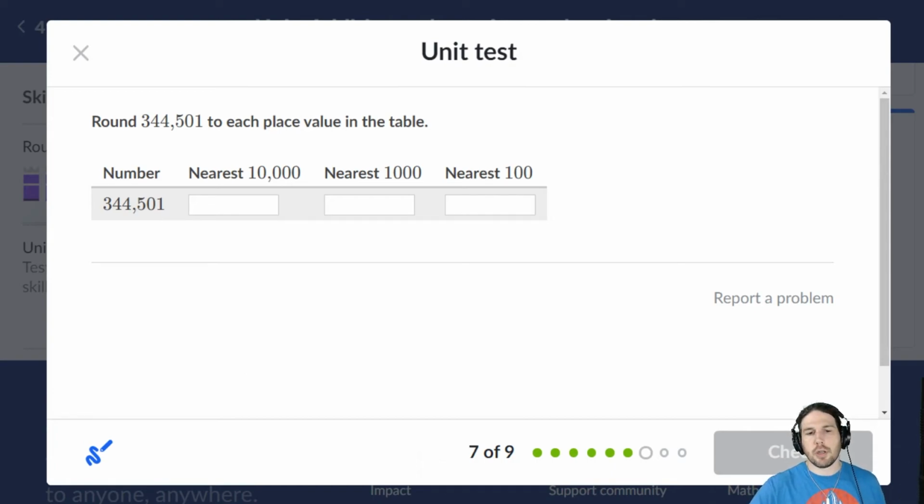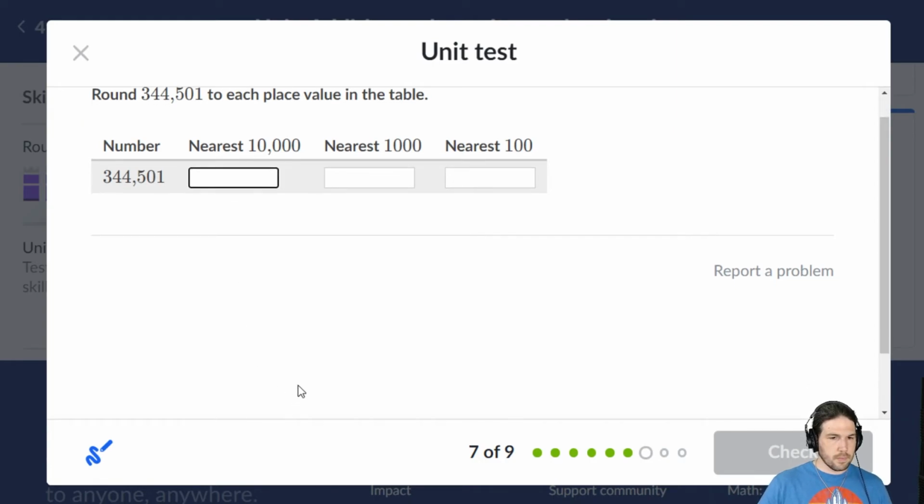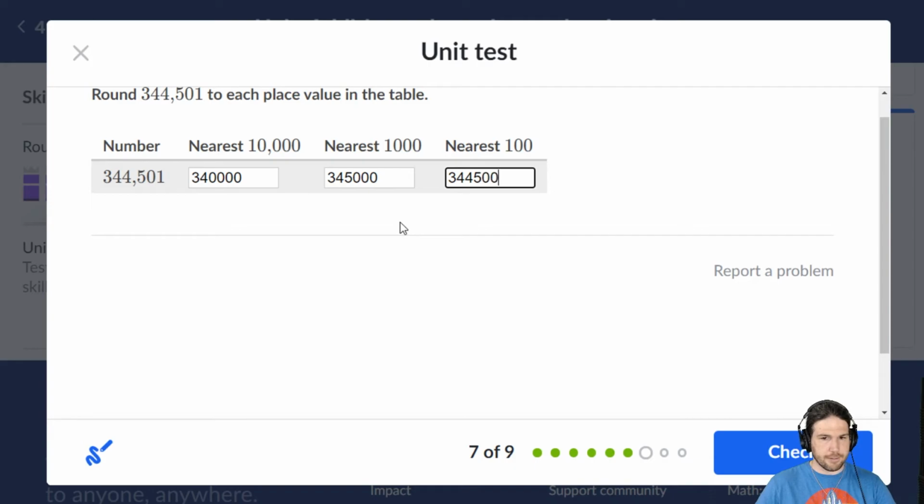Round 344,501 to each place value on the table. Well, to the nearest 10,000, that would be 340,000. To the nearest 1,000, that would be 345,000. And to the nearest 100, it would be 344,500.